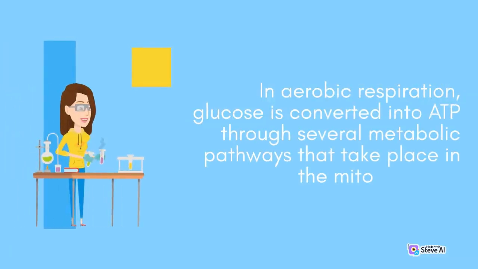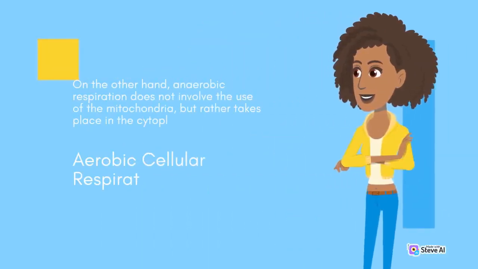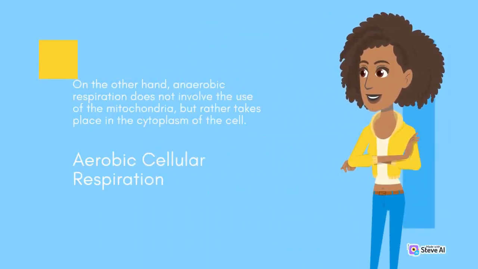In aerobic respiration, glucose is converted into ATP through several metabolic pathways that take place in the mitochondria. On the other hand, anaerobic respiration does not involve the use of the mitochondria, but rather takes place in the cytoplasm of the cell.